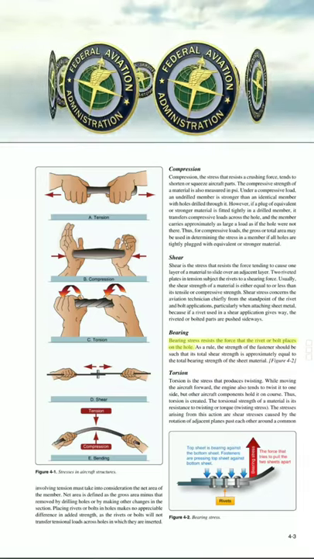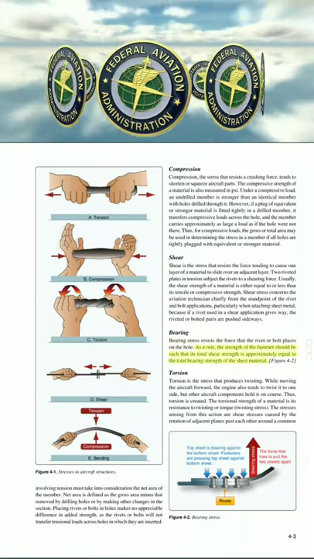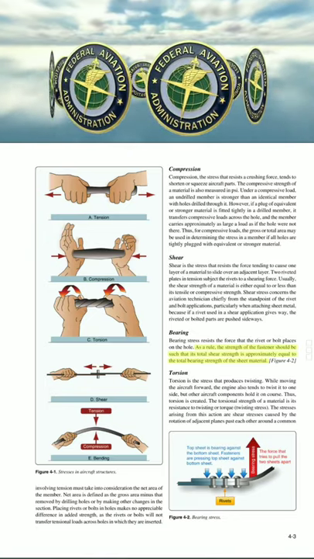Bearing. Bearing stress resists the force that the rivet or bolt places on the hole. As a rule, the strength of the fastener should be such that its total shear strength is approximately equal to the total bearing strength of the sheet material.